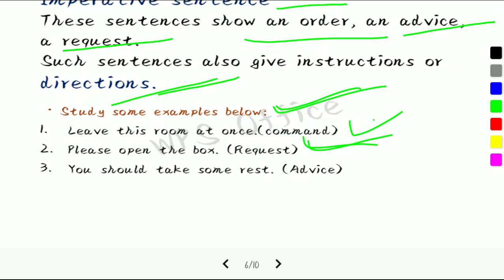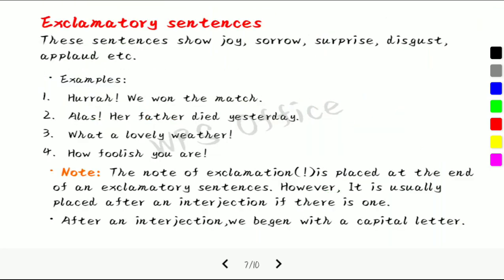So one should advise. If you are giving advice to someone, you should always advise with the imperative sentence. You should take some rest. This is an advice. You should work hard. This is an advice. Take those pills once a day. This is an advice. So, the sentences where we find order, advice, request, instruction, directions are called imperative sentences, right?